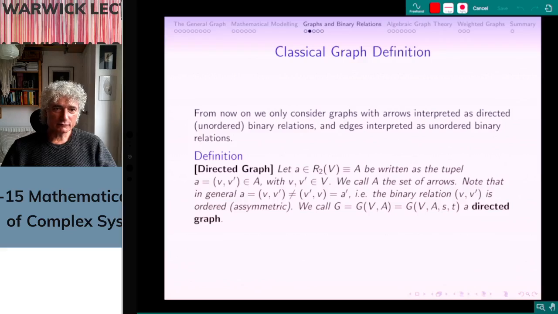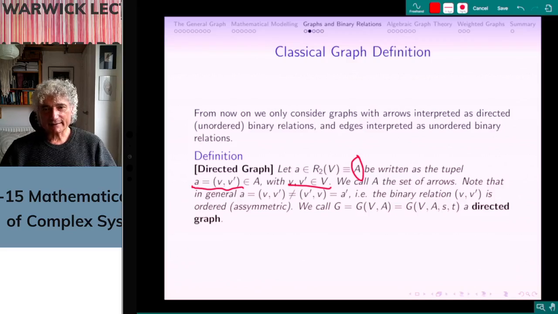Okay, now we can go back to the classical graph definitions, which you, I'm sure, have already heard of. First let's go to the directed graph, which is the more immediate graph that comes out of a graph definition based on binary relations. We introduce an arrow set A right away, and we represent the arrow as a two-tuple, so we have to pick out two vertices V, V prime in V.